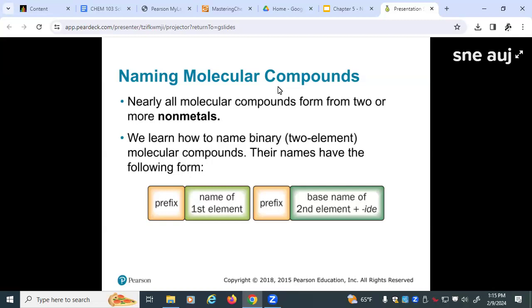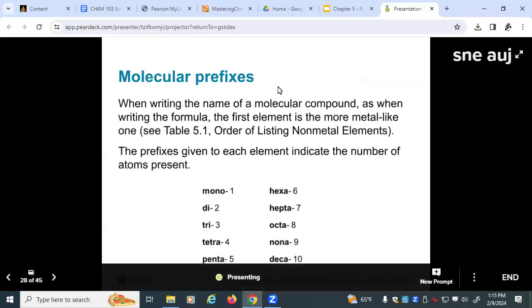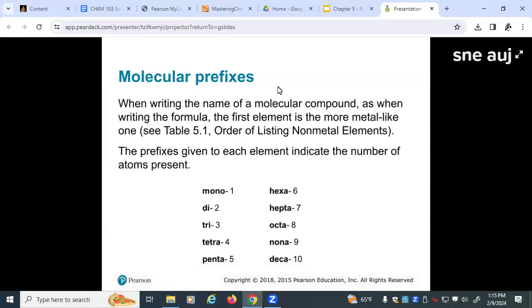What separates the molecular compounds is prefixes. Now, where do those prefixes come from? Well, this is where it can get a little bit confusing because this is where it departs from ions. We're not talking about charges here. The prefixes tell us how many of each element are there. And so the prefixes are as follows. Mono, di, tri, tetra, penta, hexa, hepta, octa, nona, and deca.